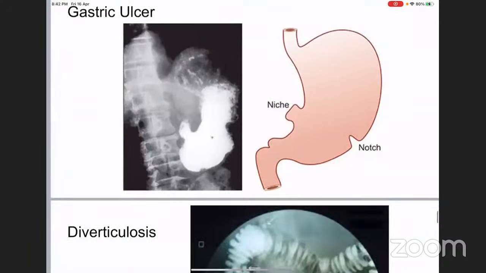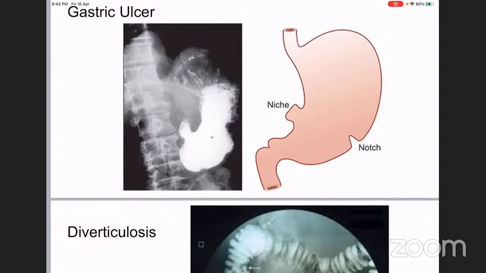Okay, so this is a gastric ulcer. So you see what is known as a niche and notch pattern. The niche is actually formed by the ulcer. The ulcer is on the lesser curvature. So the ulcer seems like a protuberance on a contrast study, right? Because the contrast goes inside the ulcer. So that is seen as a protuberance or the niche.